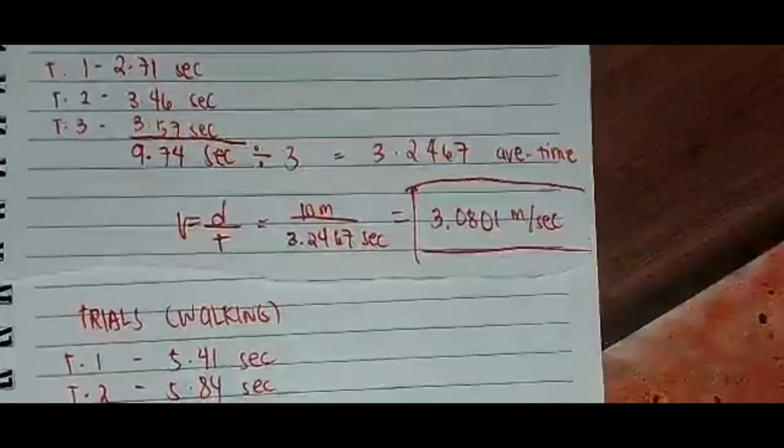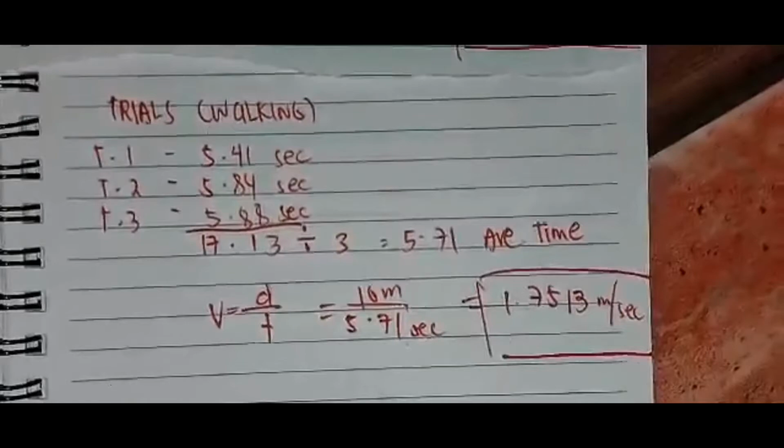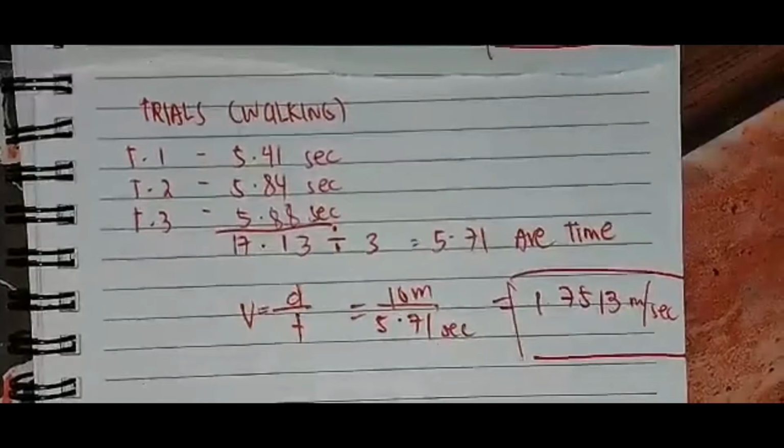So the final answer is 3.0801 meter per second. So here are the trials for walking. Trial number 1 is 5.41 seconds. For the second trial is 5.84 seconds. And for the last trial, it's 5.88 seconds.